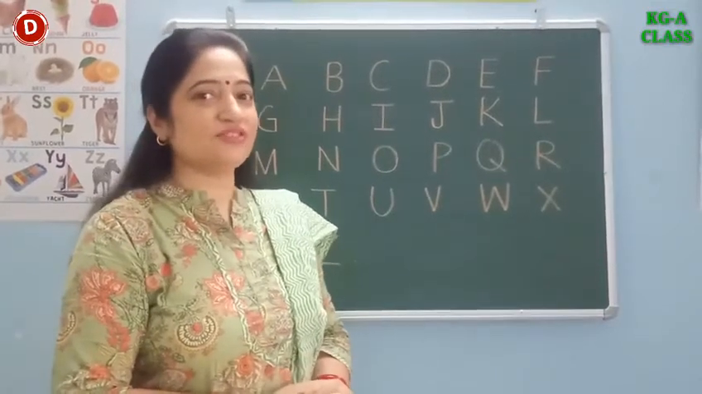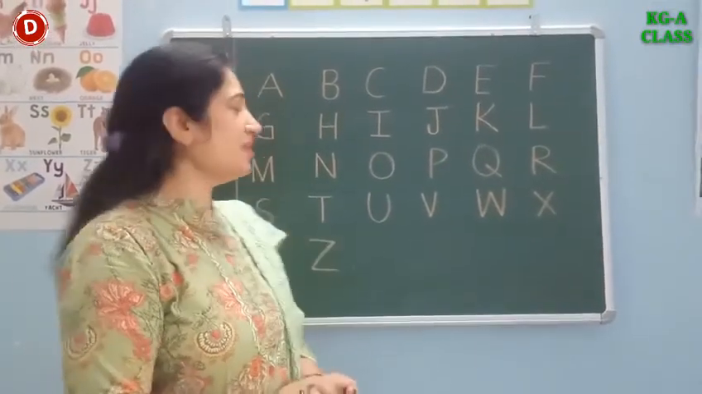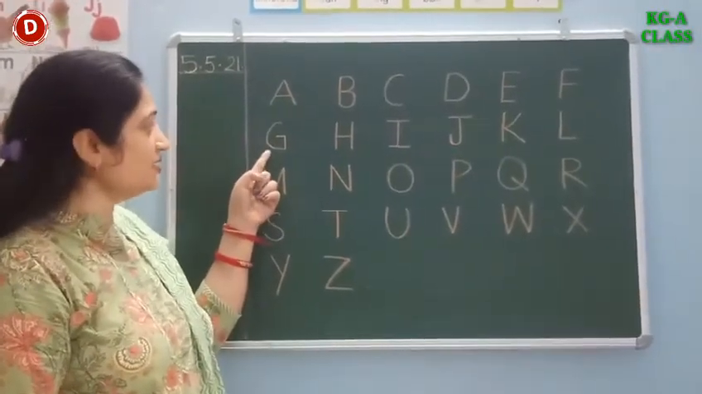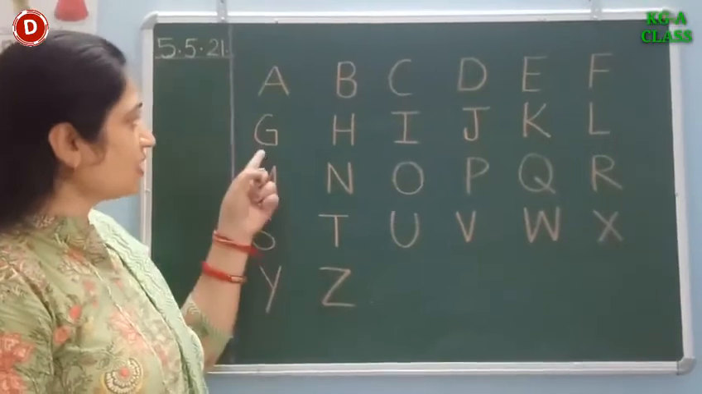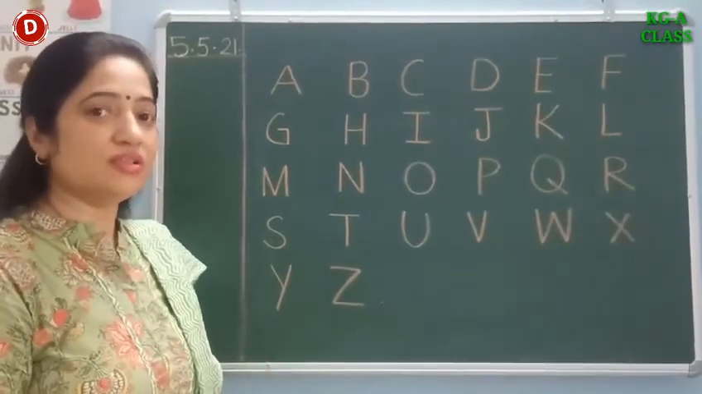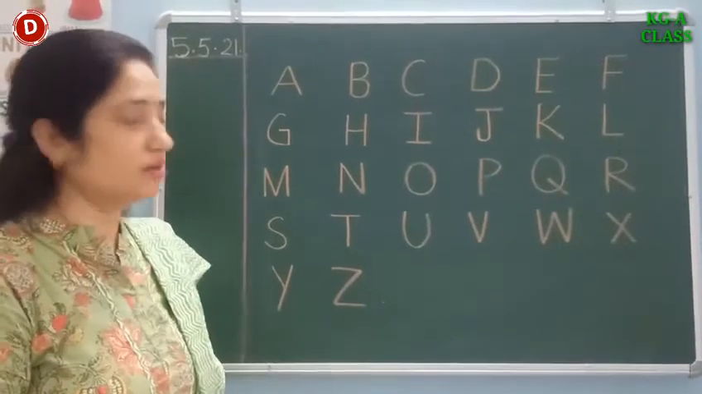So children, F says. Now children, we will learn the sounds of the letters G to Z. G says G as grapes, goat. The sound of G is G.